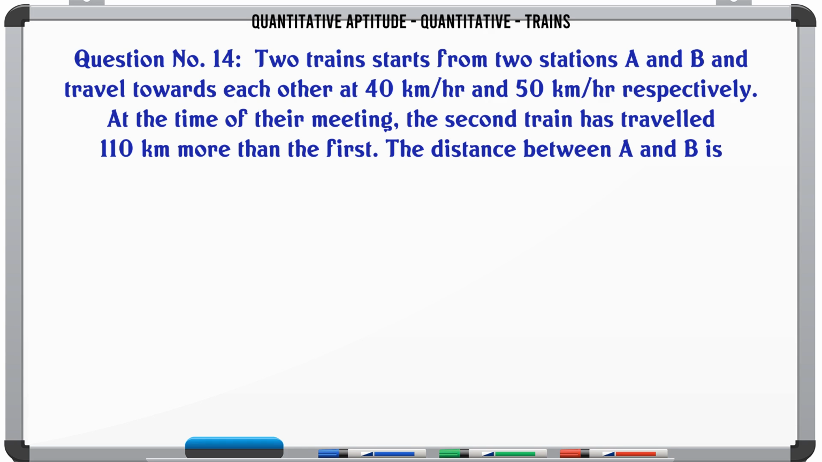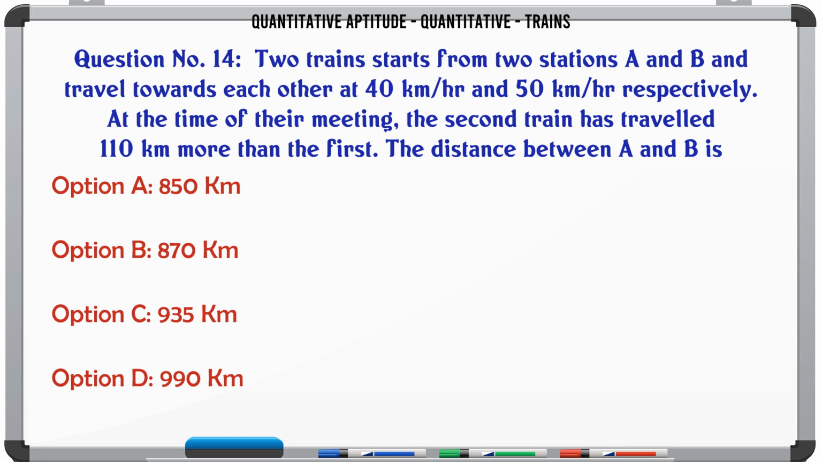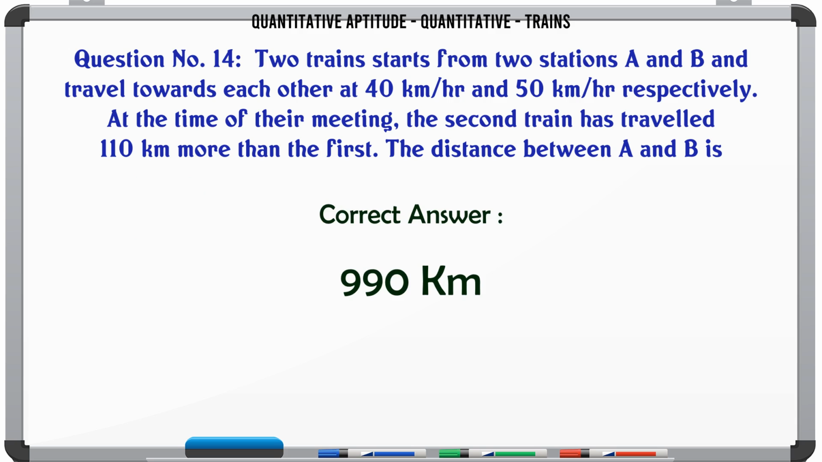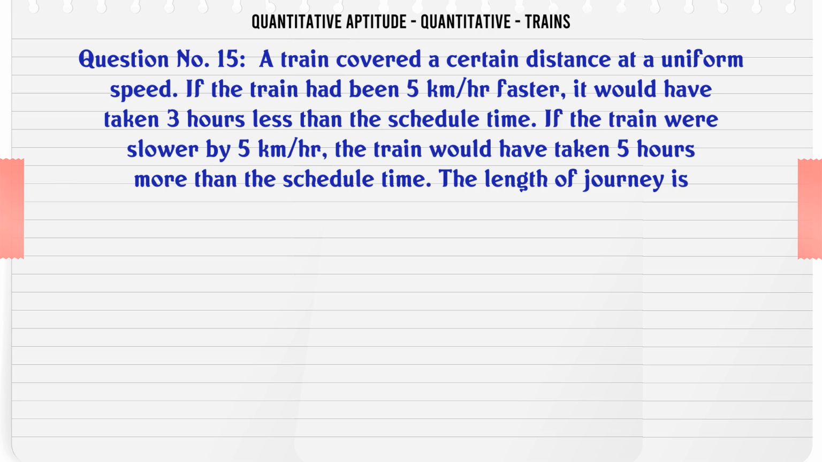Two trains start from two stations A and B and travel towards each other at 40 km/h and 50 km/h respectively. At the time of their meeting, the second train has traveled 110 kilometers more than the first. The distance between A and B is A 850 km, B 870 km, C 935 km, D 990 km. The correct answer is 990 km.